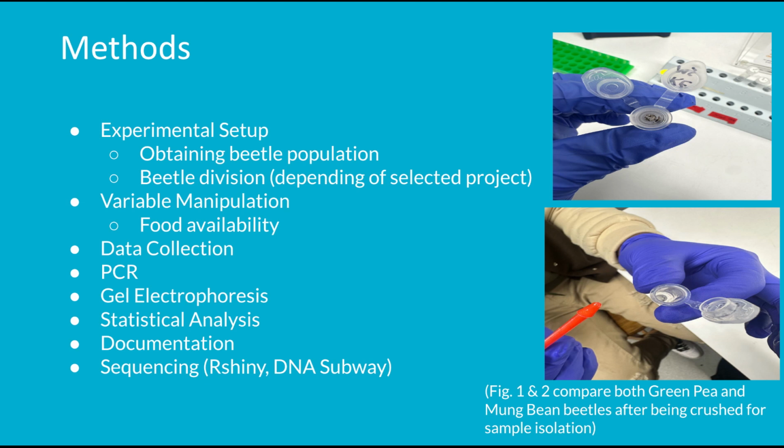Methods. Methods include experimental setup, such as obtaining beetle populations, beetle division, depending on selected project, variable manipulation, such as food availability for the beetles. Moving on, we have data collection, PCR, gel electrophoresis, then statistical analysis, documentation, and finally, sequencing with the help of our Shiny and DNA Subway. On the right hand side shows figure 1 and 2, which compare both green pea and mung bean beetles after being crushed for our initial sample isolations.